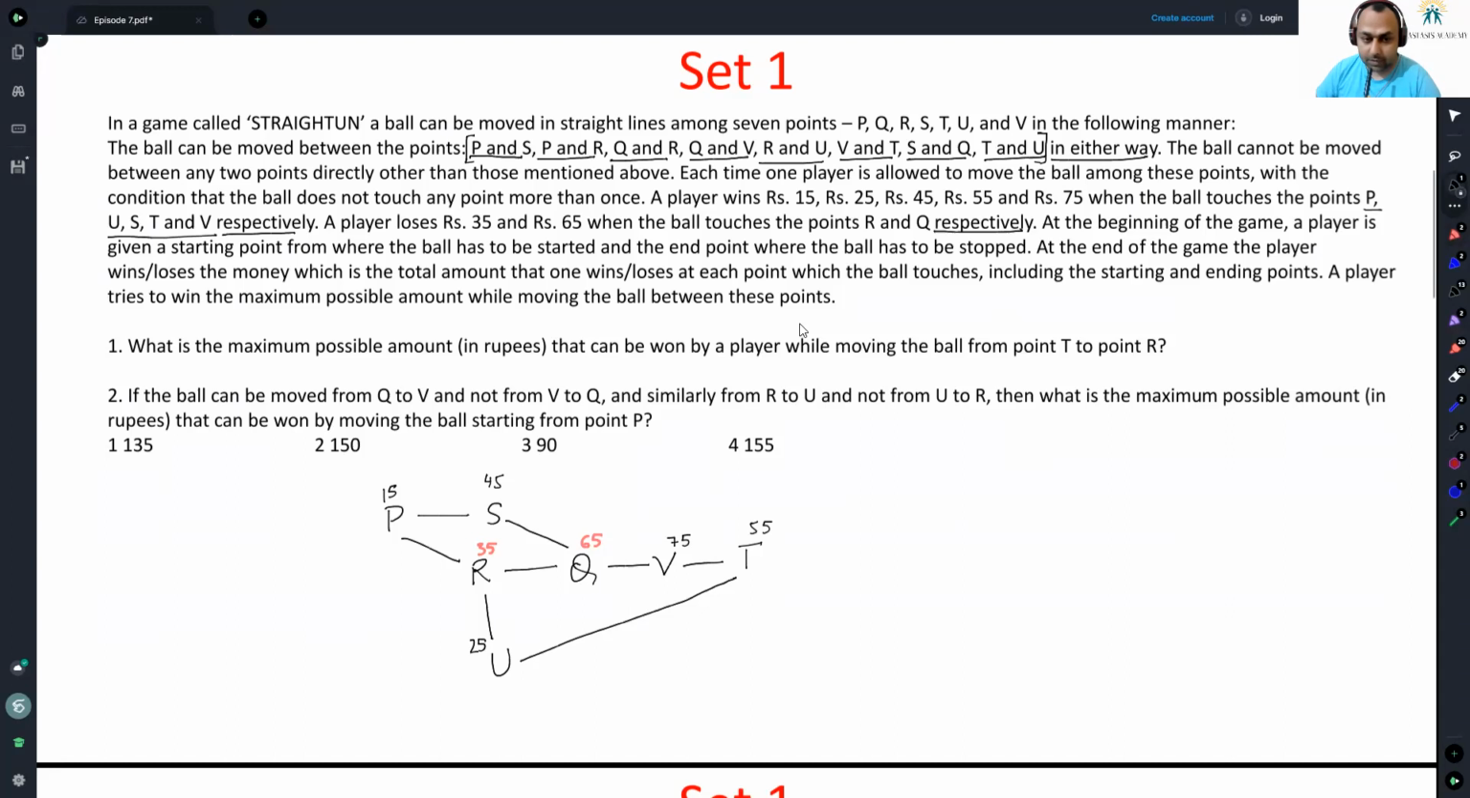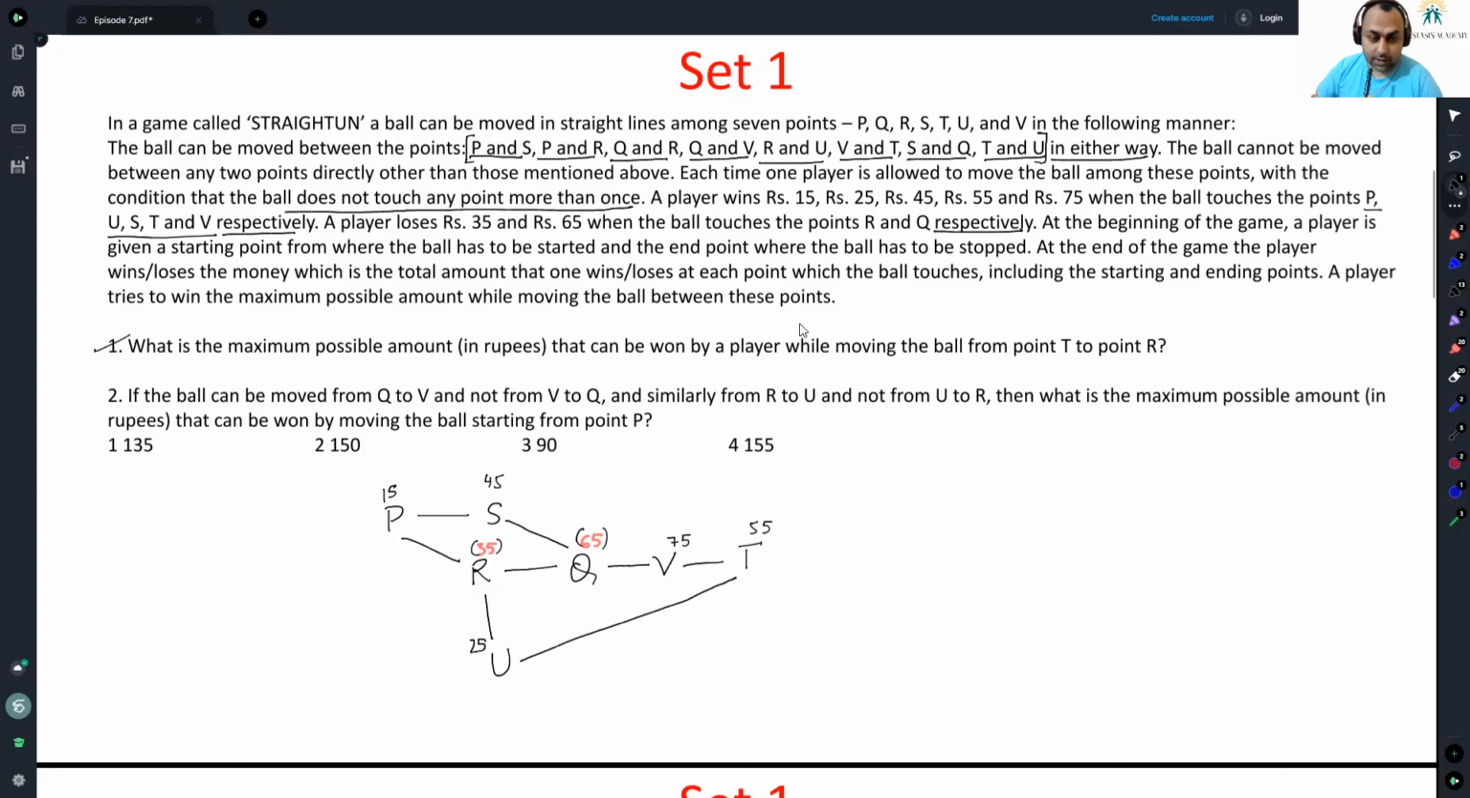Because you'll be using the same color, I would recommend you put this in brackets to remind you that these are negative numbers. So the player is given a starting point, is given an ending point, and they are to move the ball among these points, and the ball cannot return to any point where it has been. The ball does not touch any point more than once. This was also told.